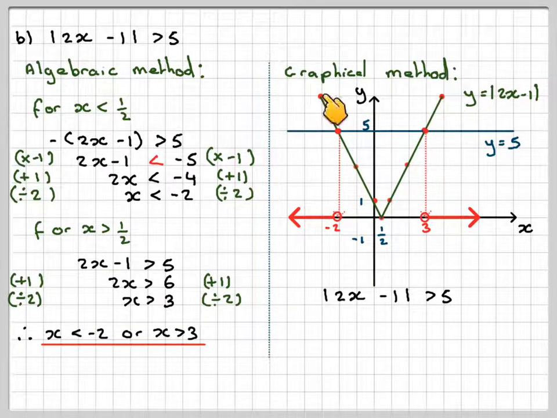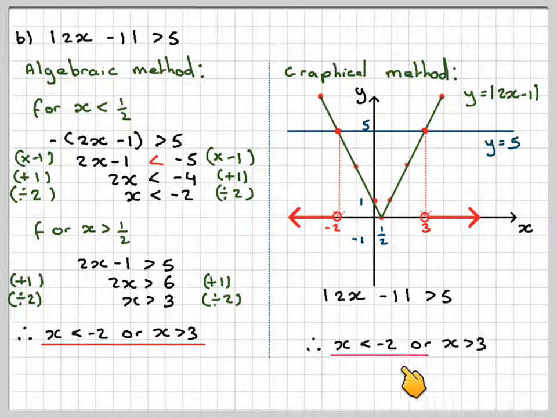This graph will be more than this graph. That's what you're asking when you're using the graphical method. So again, it gives the same solution, that x is less than -2 or x is greater than 3.